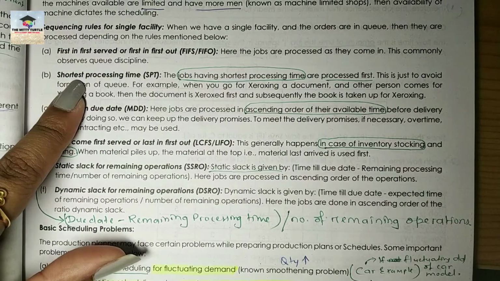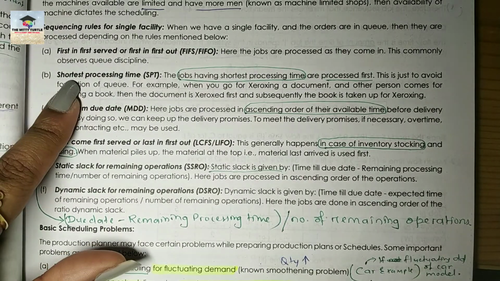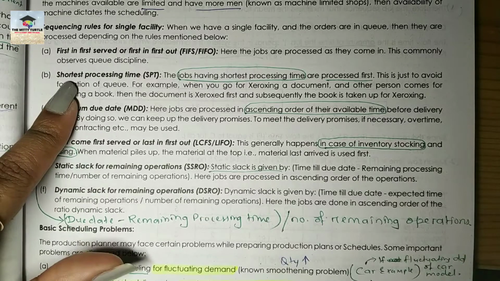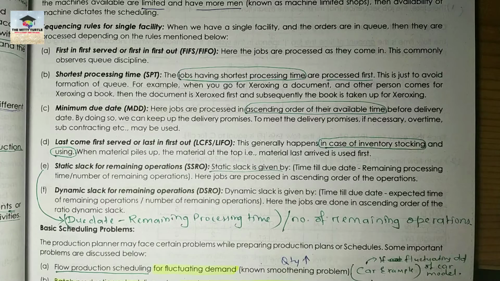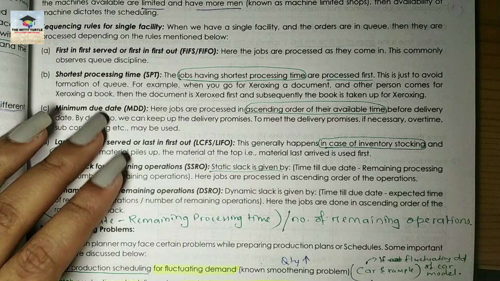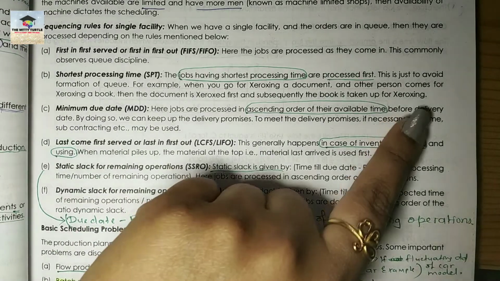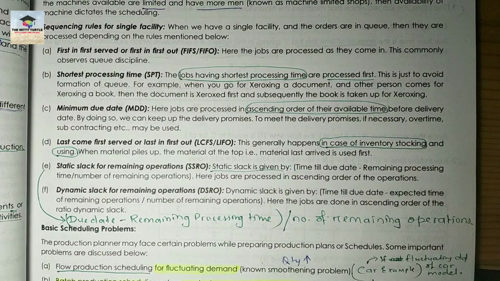The next rule is SPT, or shortest processing time. The jobs which have the shortest processing time are processed first, right? What happens with this is that it helps to avoid the formation of a queue. If you start with those jobs which will take less time to complete, then obviously the queue will not be elongated.